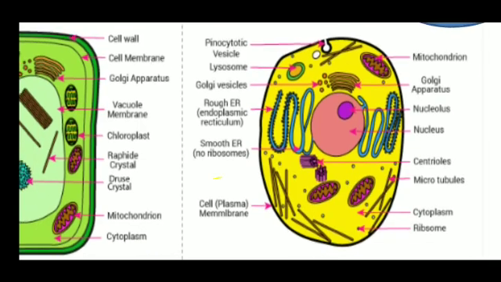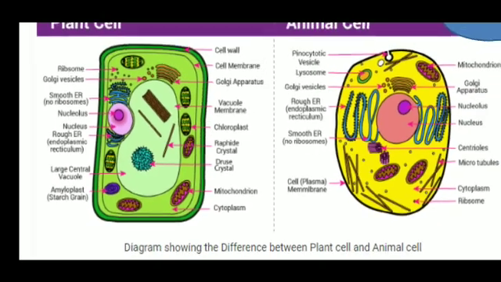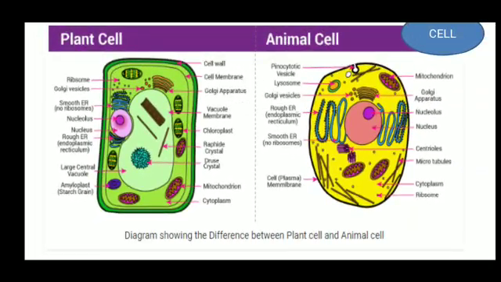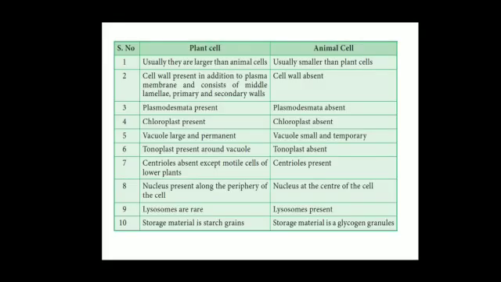Golgi apparatus. Children, here we can easily compare plant and animal cell. Cell wall is present in plant cell, cell wall is not there in animal cell. Plant cells are usually larger than animal cells. Animal cells are smaller than plant cells. Plasmodesmata are present in plant cells, absent in animal cells. Chloroplast is present, which is responsible for photosynthesis in plant cell. Chloroplast is absent in animal cell. Vacuole is large in plant cell, small in animal cell.